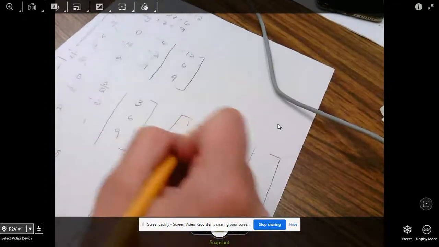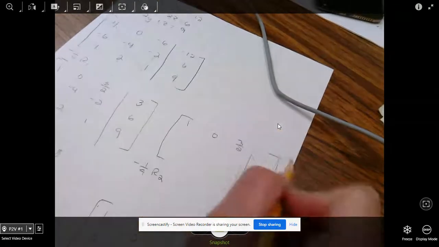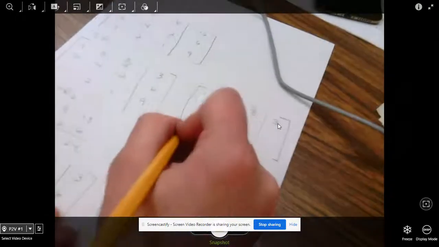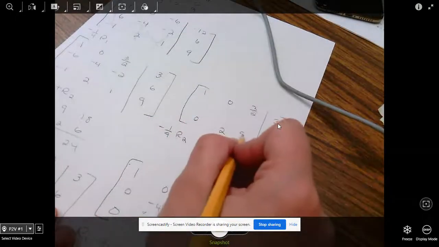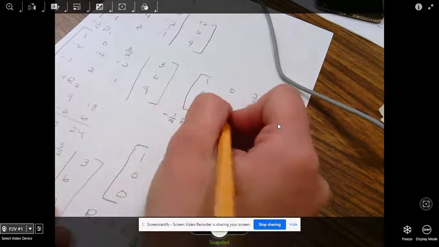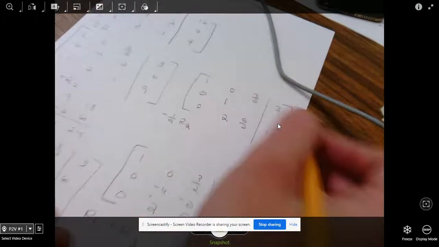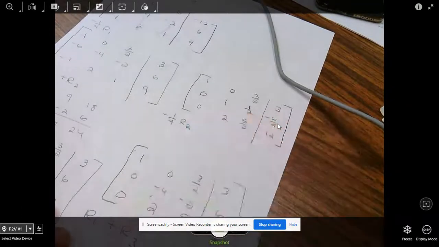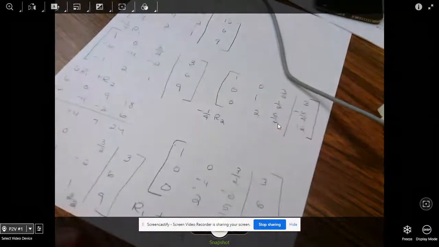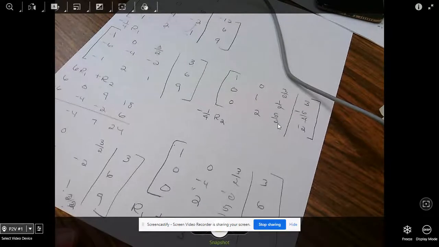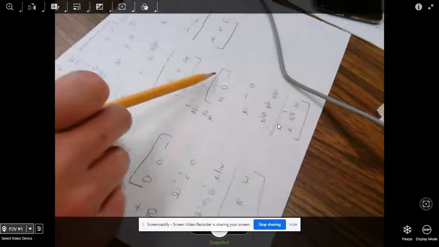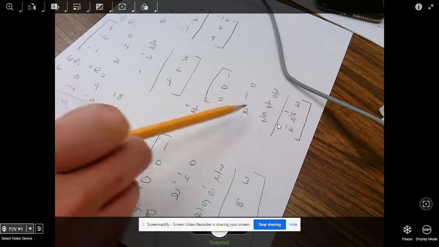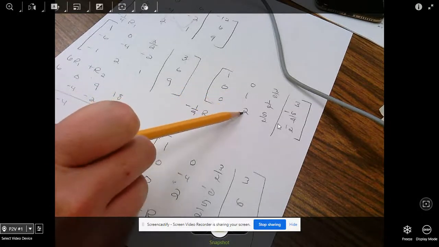So I'm going to have 1, 0, 3/2, 3, 0, 2, 5/2, 12. The middle row is 0, 1, 1/2, negative 6/4. Okay. So we've taken that 1 and gotten all these zeros. Now we're going to take this 1 and make this a 0.